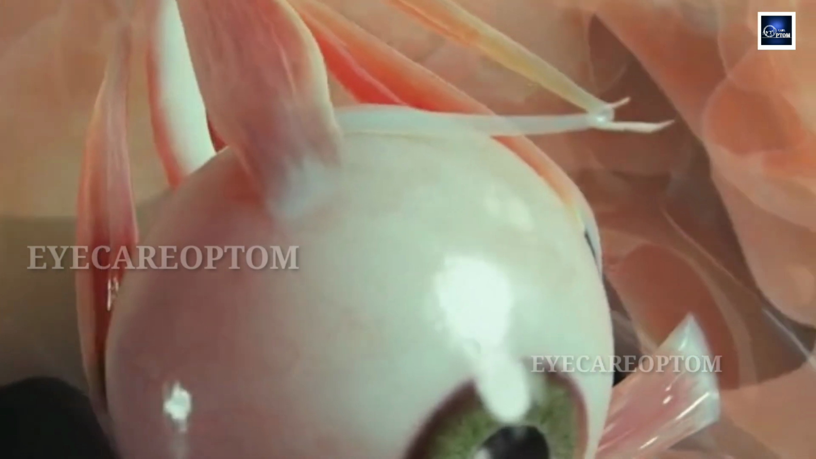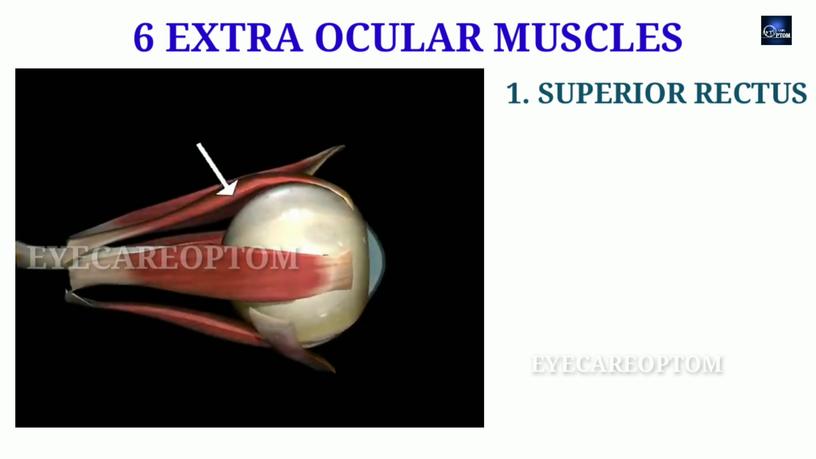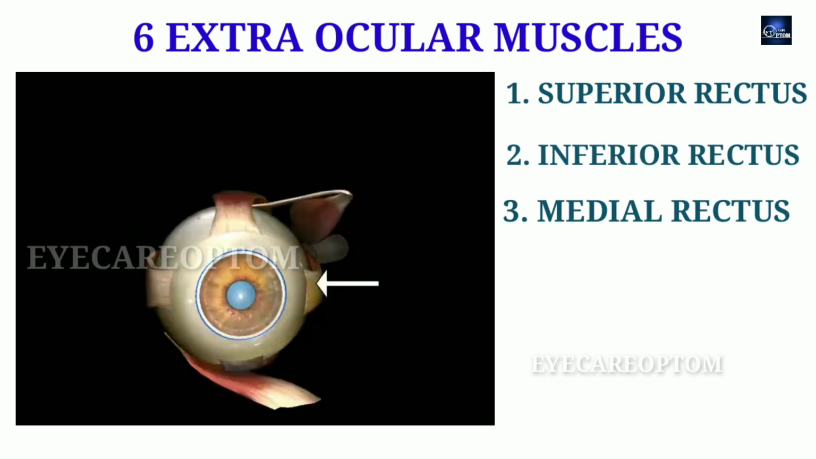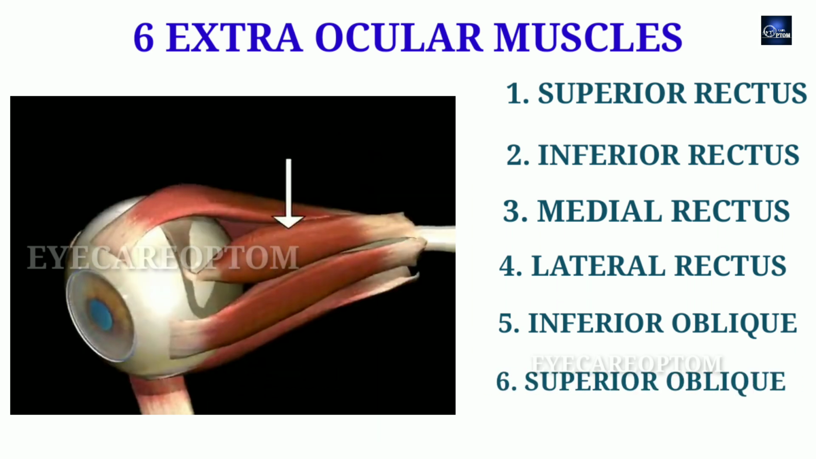So today I'm going to discuss extraocular muscles. We have 6 extraocular muscles in our eye which control our eye movements, which are superior rectus, inferior rectus, medial rectus, lateral rectus, inferior oblique and superior oblique.